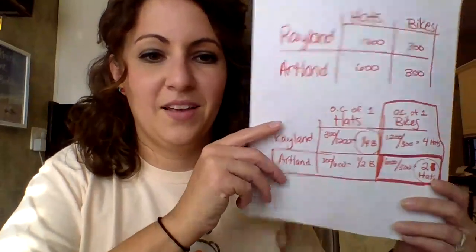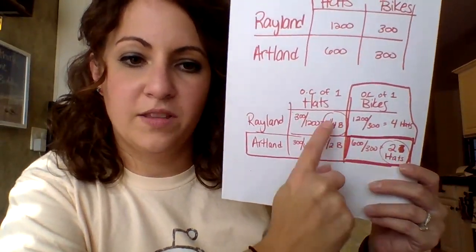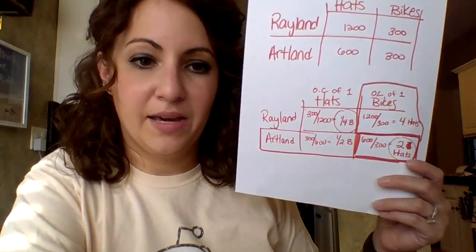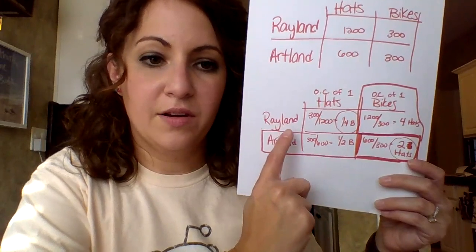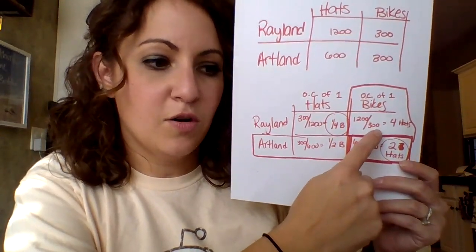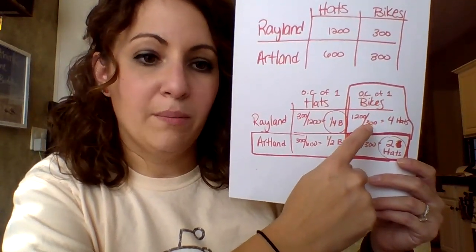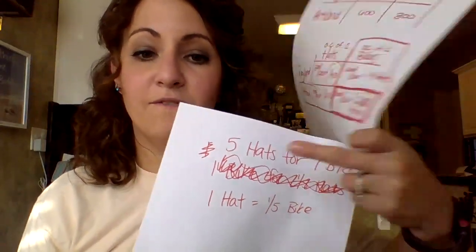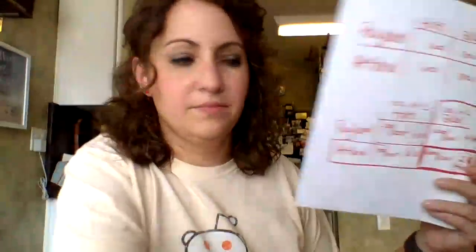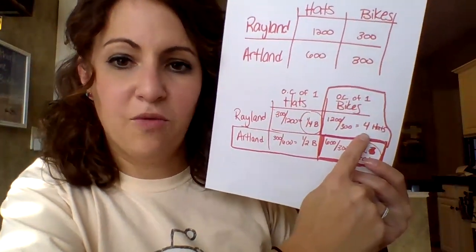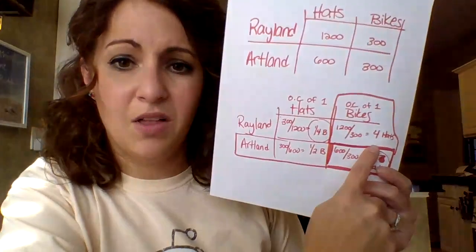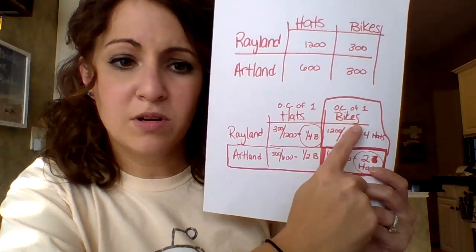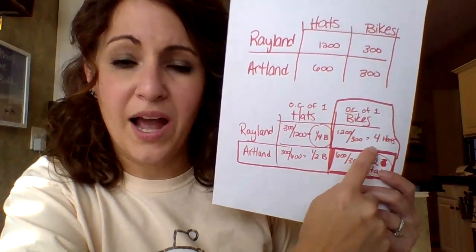Okay. So I circled what they are doing. Raylan is going to make hats. Artland is going to make bikes. And so Raylan, they're going to have to be importing bikes. So if they want one bike, according to this trade agreement, they're going to have to give up 5 hats for this one bike. Well, they would have had to give up 4 hats on their own. Now you're asking to give up 5 hats for that one bike. The opportunity cost of one bike by themselves is 4 hats.